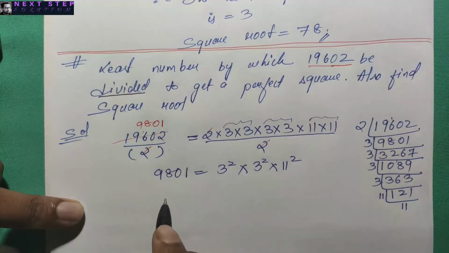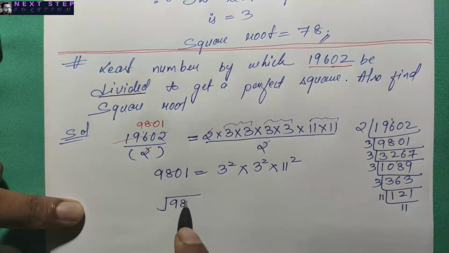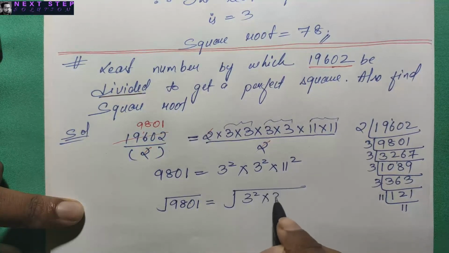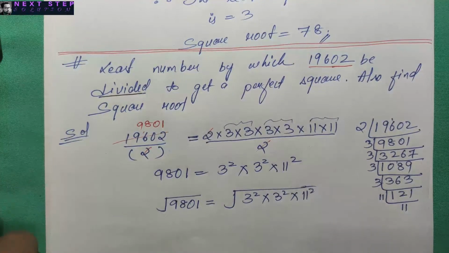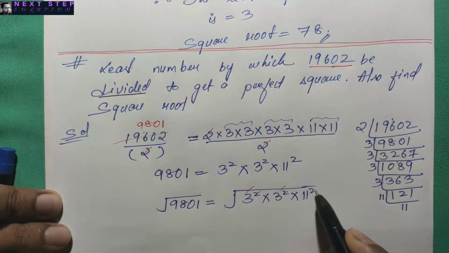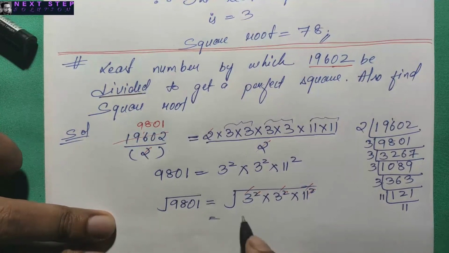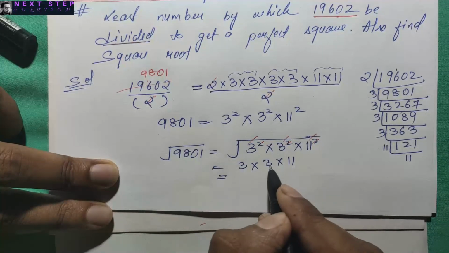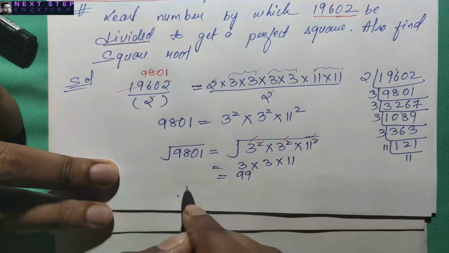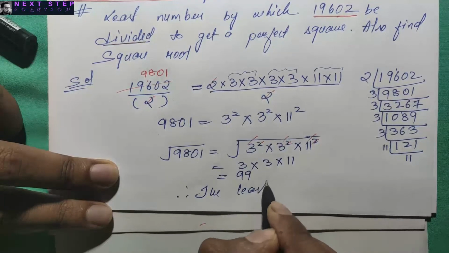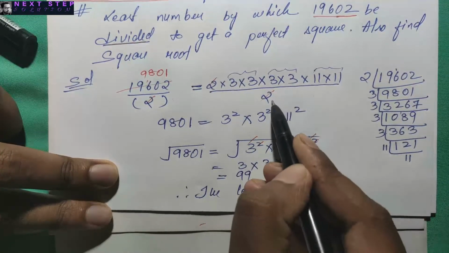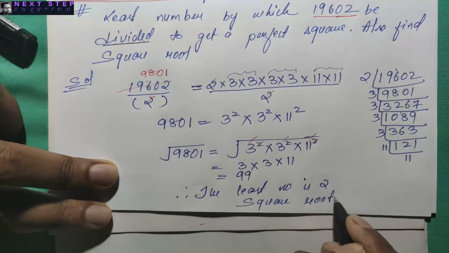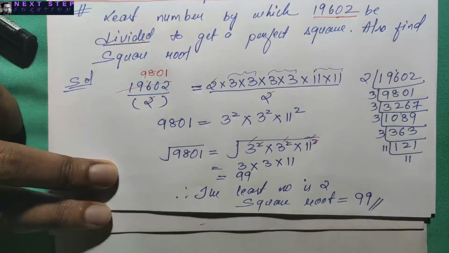Now they were also asking us to find out the square root. So square root of 9801 will be equal to square root of 3 square, 3 square and 11 square. We know square and root can be cancelled, so cancel this, and we are left with 3 into 3 into 11. If we multiply these three numbers, we get 3 3s are 9, 9 11s are 99. So therefore the least number was 2, and square root is 99. This becomes the answer.